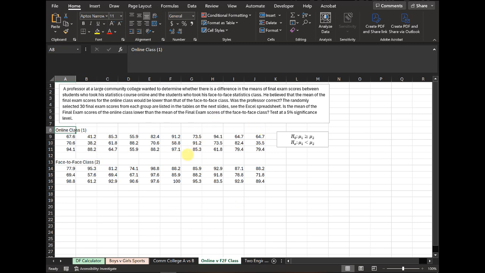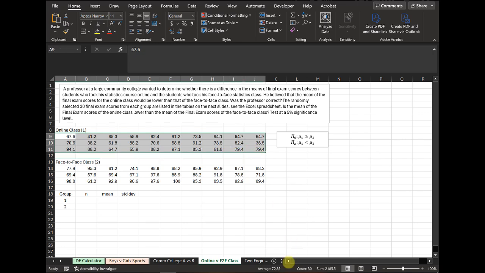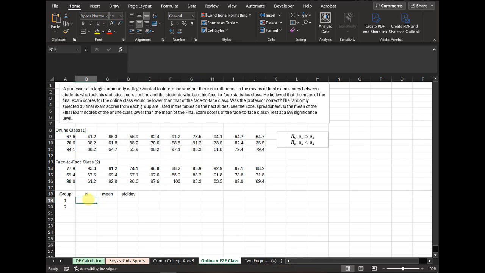Okay, so in this case, when we are testing everything, we want to organize our data. So I'm going to have group 1 and group 2, and I'm going to have my n, my mean, and my standard deviation. If I select this data, I can see here, remember Excel always does these auto calculations, the count is 30. So the count for both of these is 30.